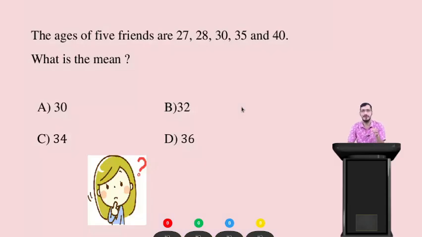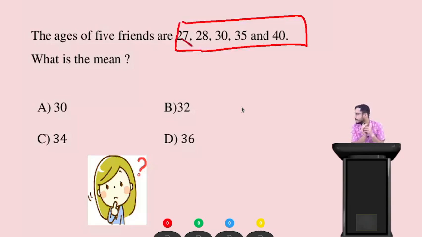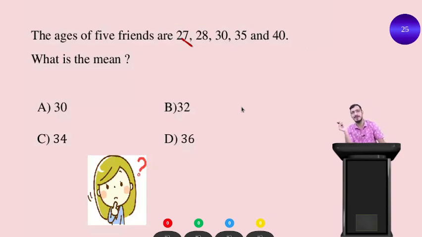Okay students, now it's question time. I have a question for you. The ages of 5 friends are 27, 28, 30, 35 and 40. What is the mean? I am giving you 45 seconds for this question. Which option is correct here? Option A 30, option B 32, option C 34 and option D 36. Find the mean here. The ages of 5 friends are 27, 28, 30, 35 and 40. So what is the mean?